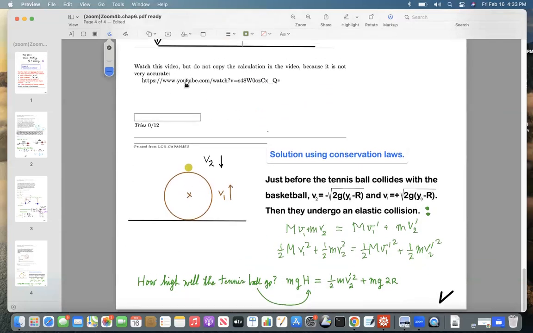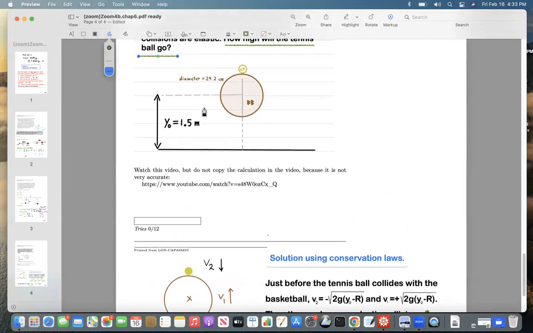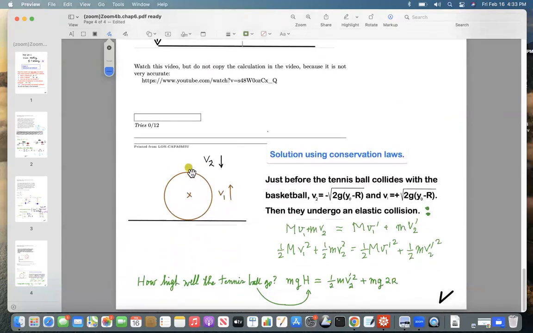We start by drawing a picture. We already have a picture, but this is maybe not a very good picture. We need a better picture, so let's draw our own. We have the picture just before the tennis ball collides with the basketball. In the instant that the basketball has bounced off the ground and collides with the tennis ball, which at the same time is moving downward, there's a collision. So here's a picture of the collision. There's the basketball, right at ground level. Here's the tennis ball, right at the diameter of the basketball.